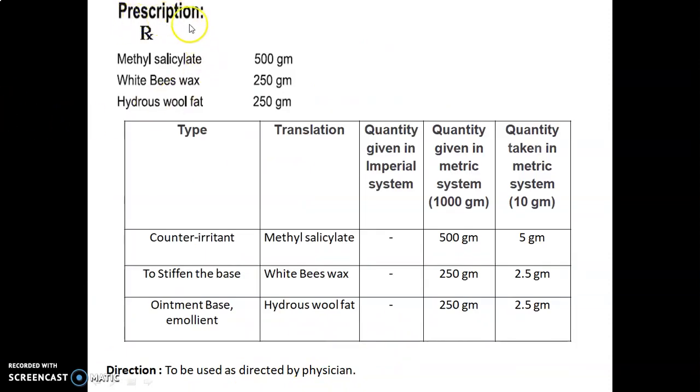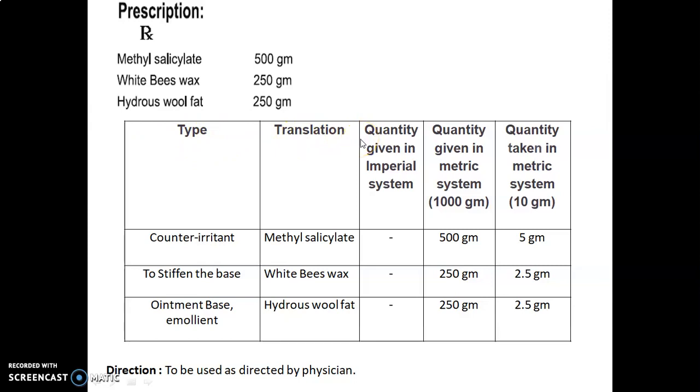So the prescription is given here, denoted by the symbol Rx: methyl salicylate 500 gram, white beeswax 250 gram, hydrous wool fat 250 gram. So let's discuss the formula table in detail. We have the type, that is the category or role of the ingredient, and the name of the ingredient.